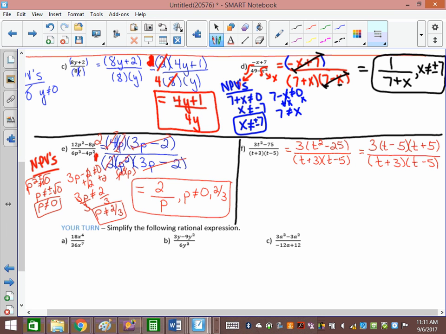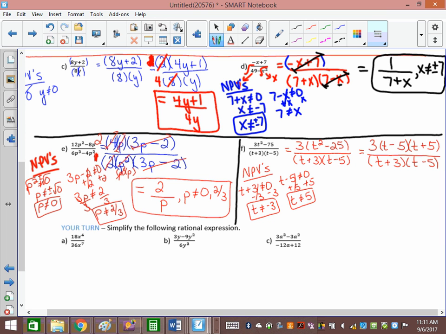They will have the answer to the NPVs once you've canceled them off and stated them. It's wrong, but they'll have that answer there. So make sure you always state NPVs right before you go to cancel. Right now I can see that I can cancel the T minus 5s off. Not going to do that. I'm going to say NPVs first. So I get T plus 3 cannot equal 0, and T minus 5 cannot equal 0. Subtract 3. T cannot equal negative 3. Add 5. T cannot equal 5.